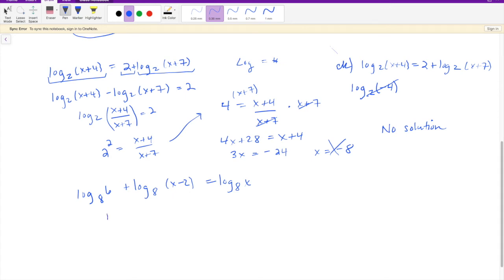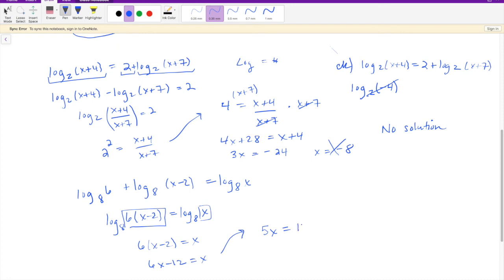So I'm going to combine the left using properties of logs. So this would be log base 8 of 6 times (x minus 2) is equal to log base 8 of x. So now, since I have two logs of the same base equal to each other, I can just set the arguments of the logs equal to each other. So I can say 6 times (x minus 2) is equal to x. So 6x minus 12 is equal to x. We'll subtract x, so that would be 5x. Take the 12 to the other side. So x is equal to 12 over 5.